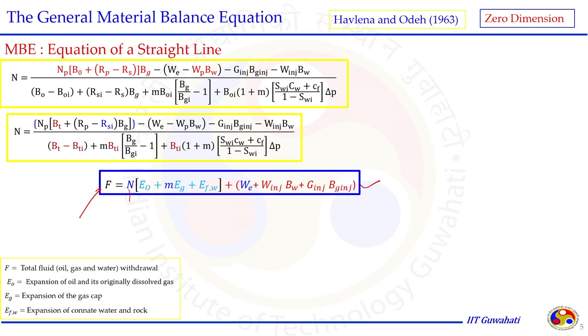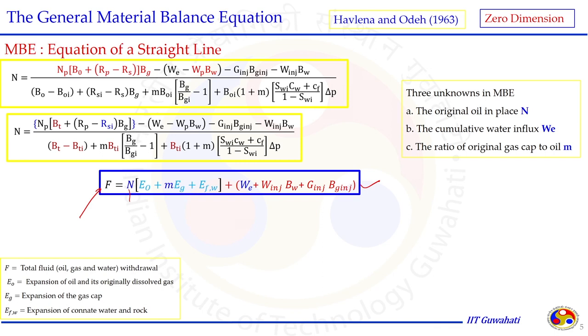So water, oil, gas that is producing to the surface is accounted for by F. The contributing factors, for example, expansion of oil and its originally dissolved gas, are included in terms of Eo, expansion of the gas cap in terms of Eg, and the expansion of connate water and rock in terms of Efw in this expression.